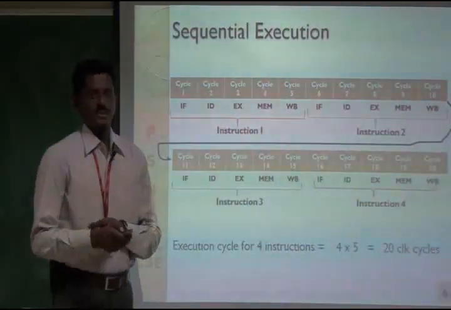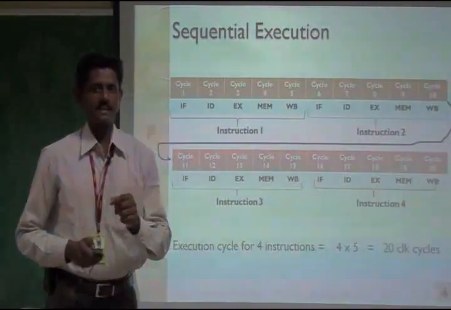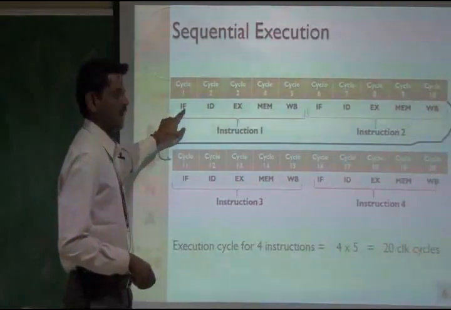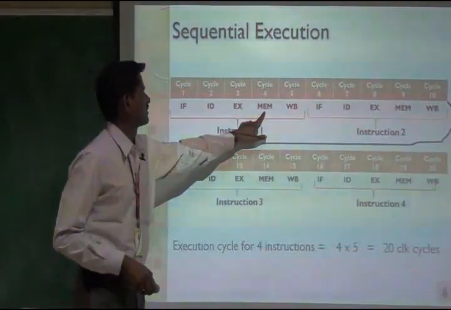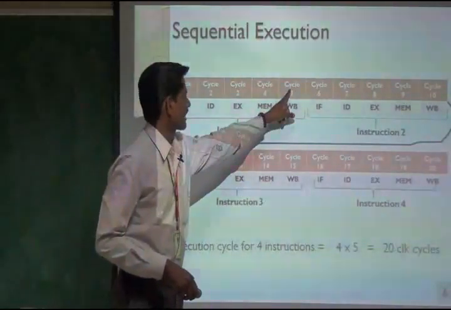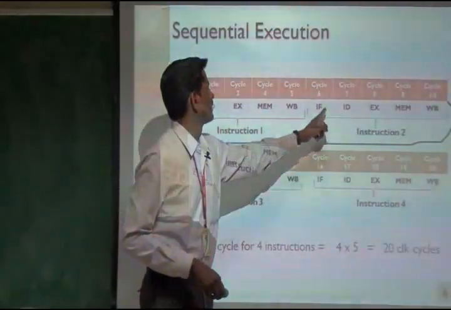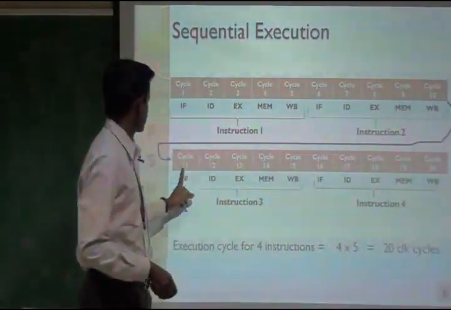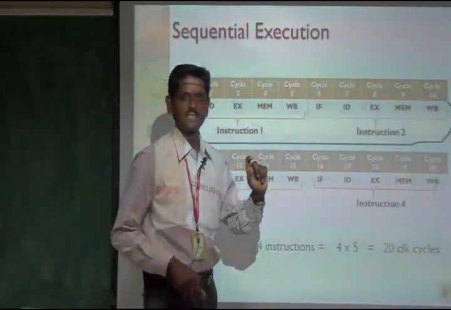Now instruction execution. There are 2 types of execution: sequential execution and parallel execution. In sequential execution, in clock cycle 1, instruction 1 starts the execution: fetch, decode, execute, memory and write back operation. So instruction 1 completes the operation by clock cycle 5. Only after the completion of instruction 1, instruction 2 may start the operation and complete by clock cycle 10. Then the third one starts with the 11th clock cycle, then the fourth one starts with the 16th clock cycle.